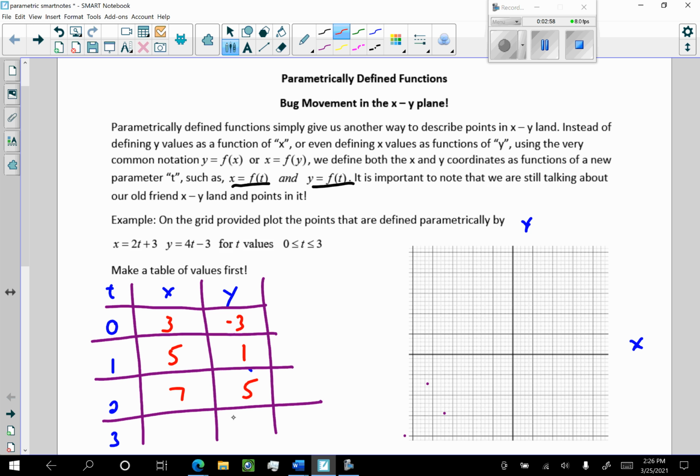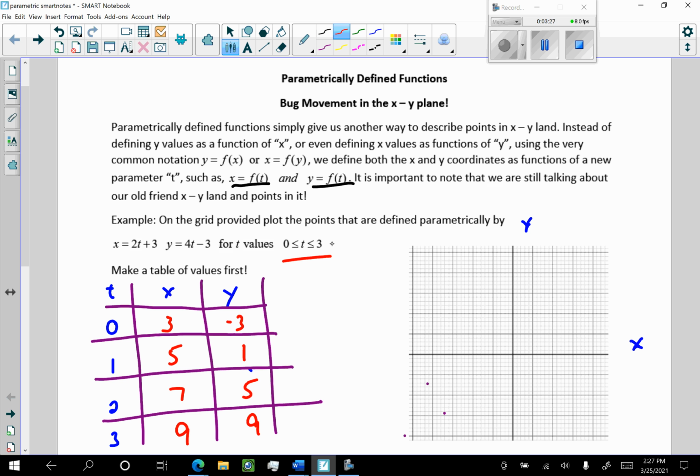And for the last t value, I have t equals 3. If t equals 3, then the x will be 9, and the y value will be 9 as well. So what we're going to do is plot these points, but you'll see, we're going to put a directional arrow on this graph, because we're only talking about t between 0 and 3. So if t equals 0, it looks like we're at the point 3, -3.